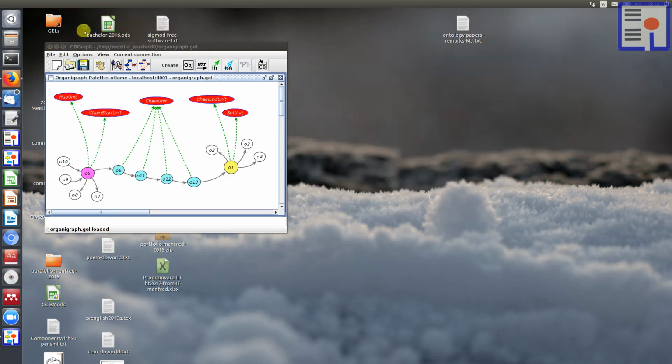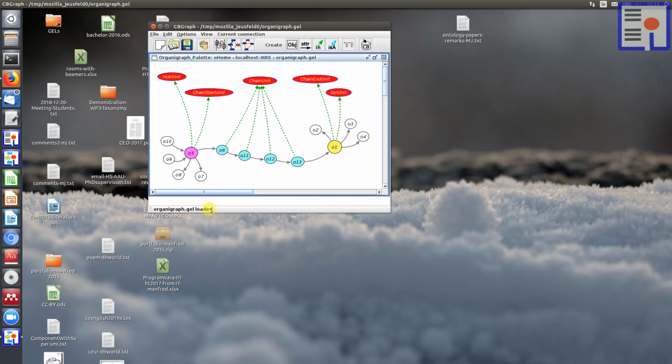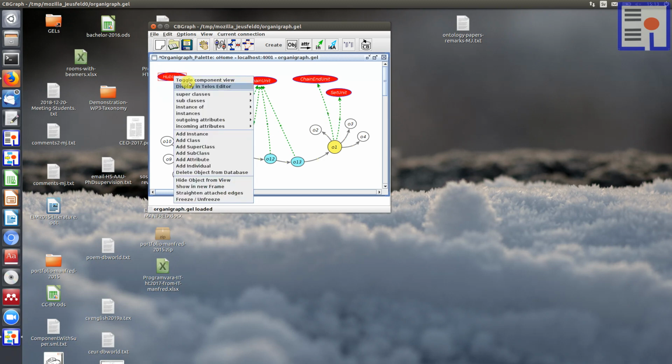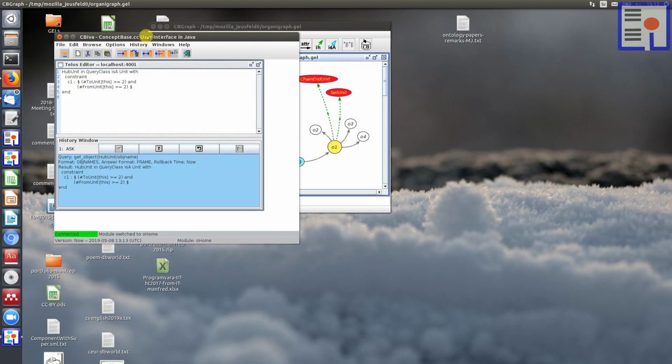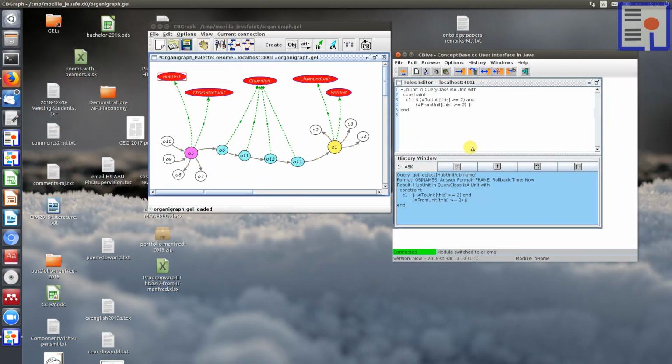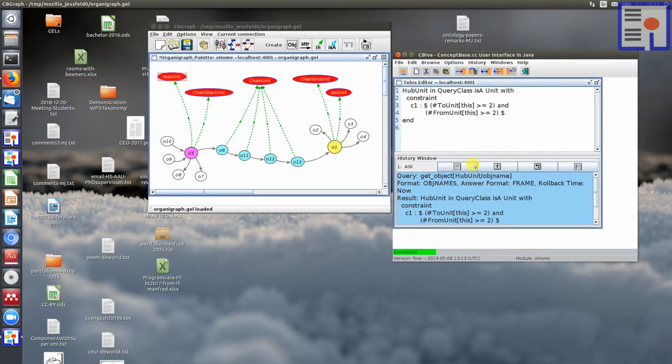Let's close this file. So this was our hub unit. Let's have a look at the definition of hub unit again. Let's make it a little bit bigger. So two outputs and at least two inputs. It uses this auxiliary query 2 unit. So let's have a look.